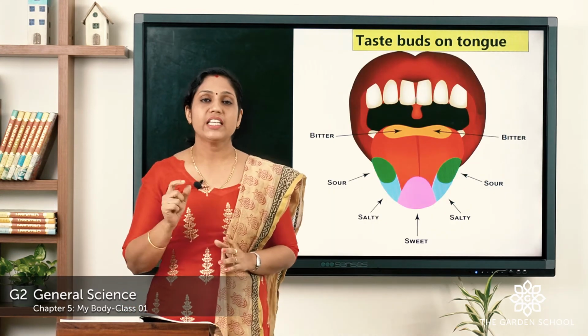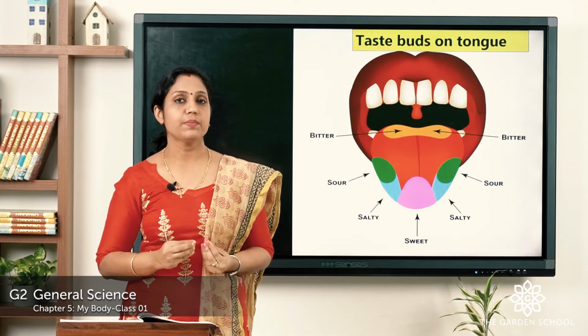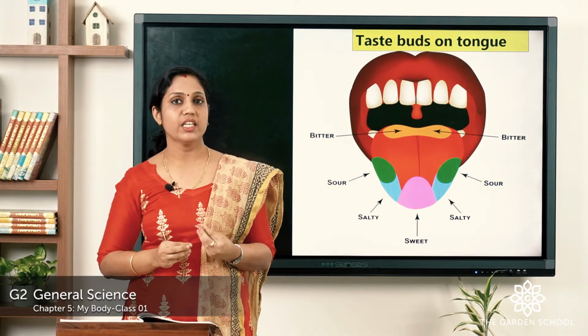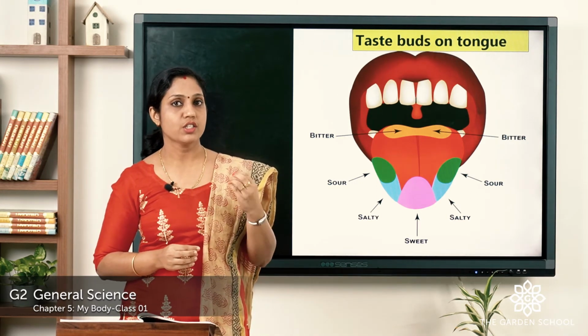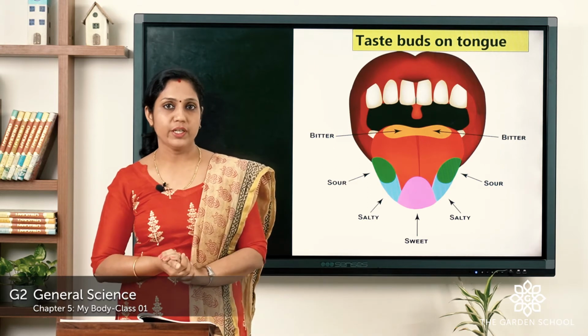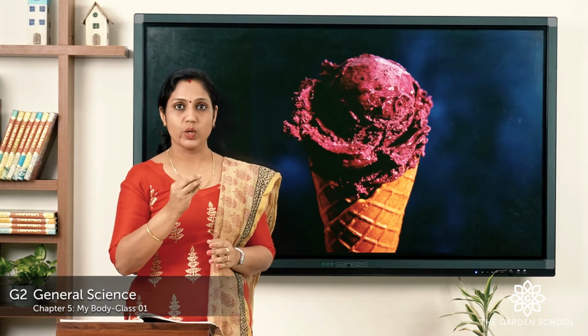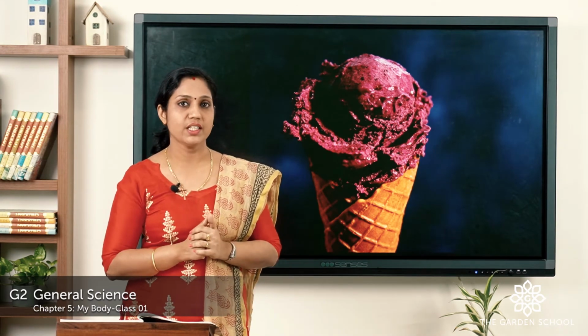There are different taste buds on the tongue which help us to identify whether the food is sweet, salt, sour or bitter. When you are given an ice cream, which taste do you get? You identify the taste as sweet. And who helps you to identify this as sweet? Our tongue helps us to identify the taste as sweet.